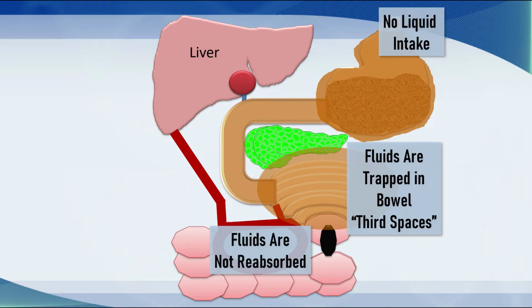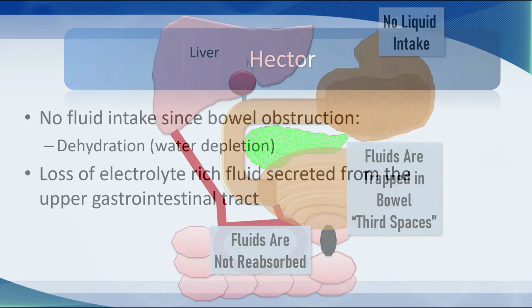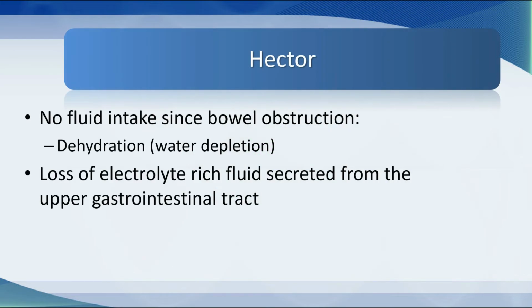On top of this, of course, Hector is getting actively dehydrated because he can't drink. There's no way of getting liquid into his body. So he's had no fluid intake since his bowel obstruction. He's dehydrated and he's water depleted. And then, of course, there's all this loss of electrolyte-rich fluid that's been secreted into the upper intestinal tract.